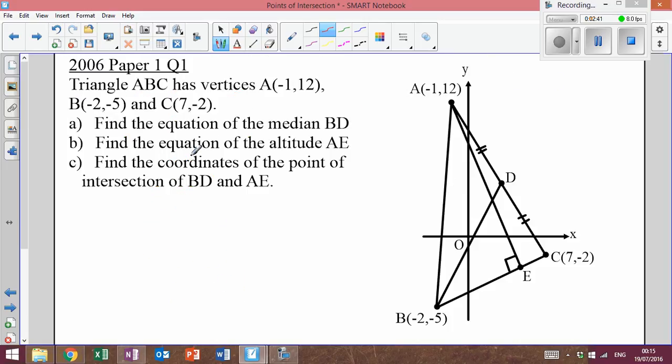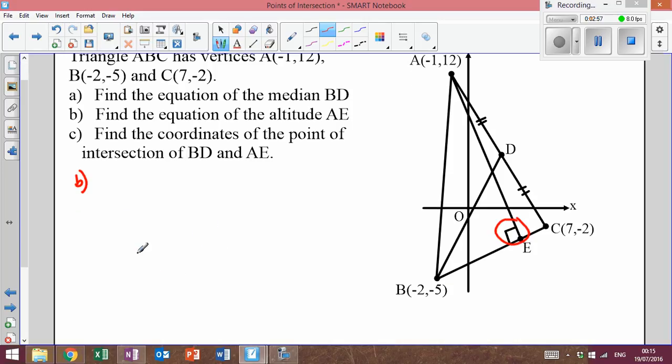Okay, part B, we're looking for the equation of the altitude AE. Remember that the key point about an altitude is that it hits the opposite side at right angles. So let's look at part B. Again, we're looking for the equation of a straight line, so we know we're going to be using y minus b is equal to m bracket x minus a. Okay, so I need a gradient and I need a point.